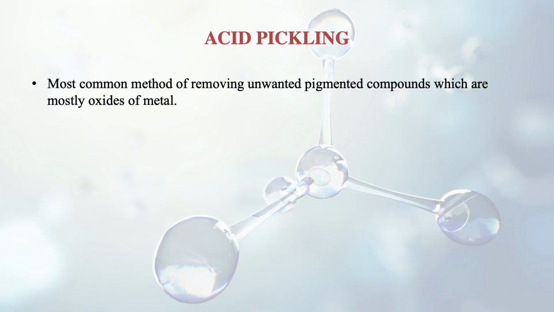Further, we move on to the acid, the second subdivision of the chemical type of cleaning, acid pickling. This one actually is the most common method used for removing unwanted pigmented compounds, which are mostly oxides of the metal. So for removing metal oxides, this acid pickling process is the best one.